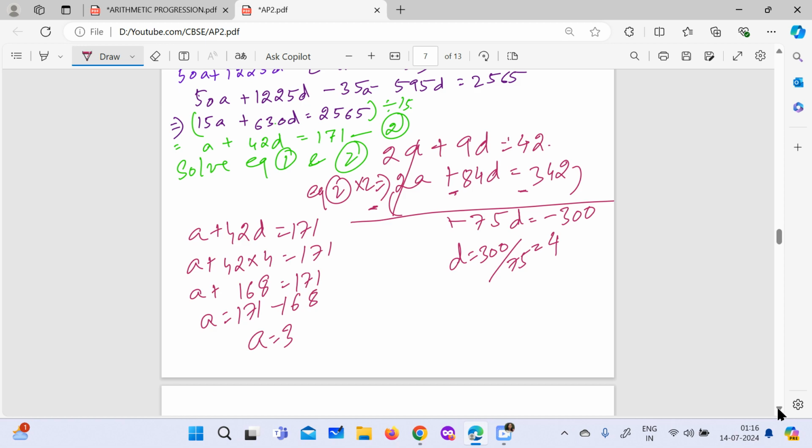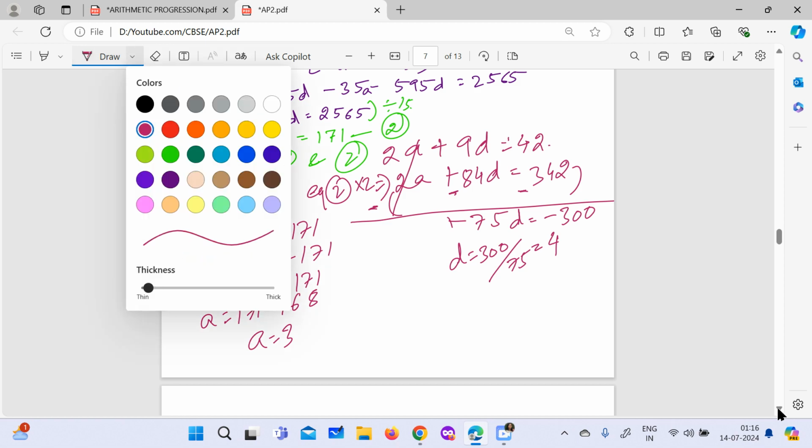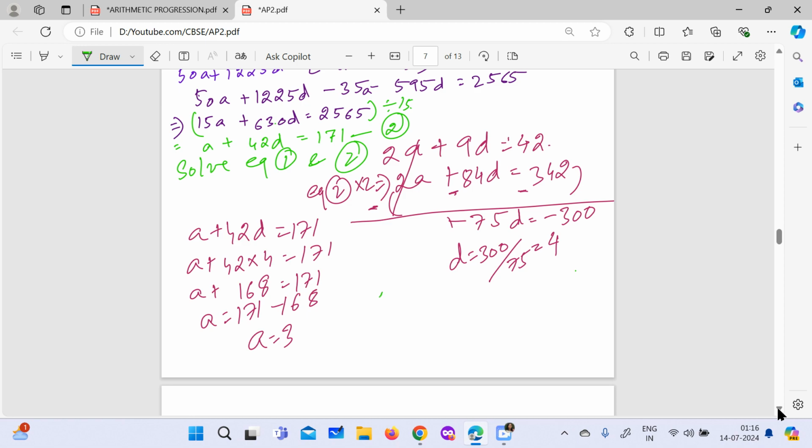Now, your question was to form the AP, and to form the AP we need a and d. So first term is a, that is 3, and a plus d, that is 7, and then we keep on adding d to each term. So next one will be 7 plus 4, that is 11, and then 15. I think this is clear to everyone. So you will write the AP is 3, 7, 11, 15, which keeps on going.